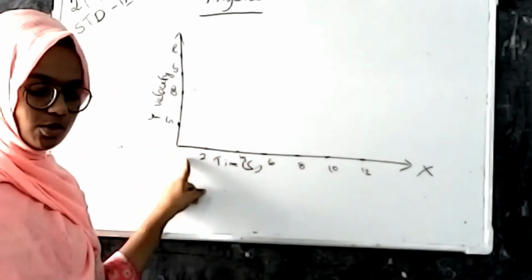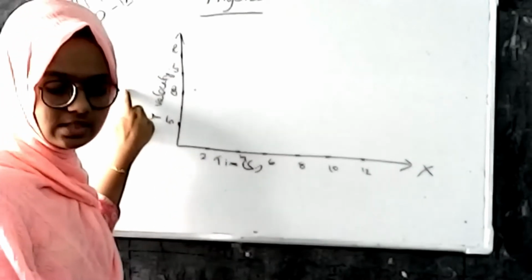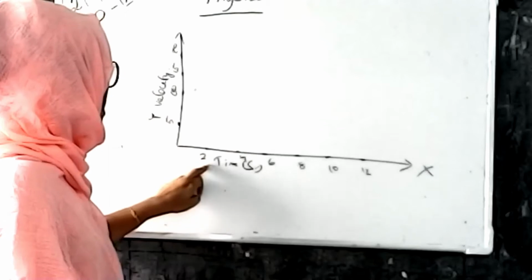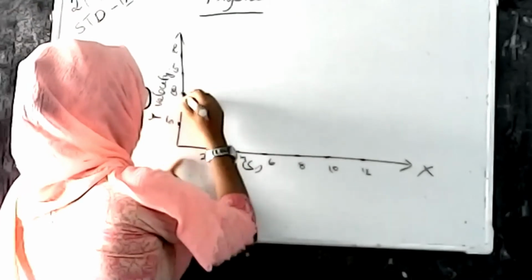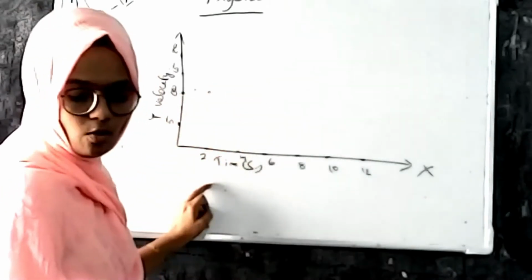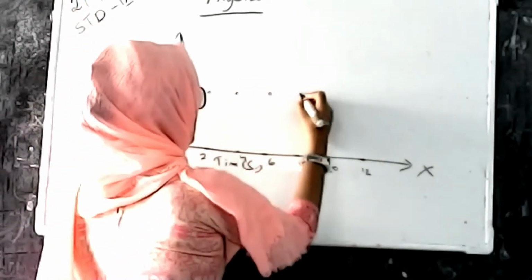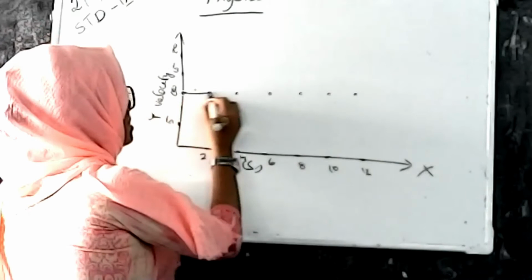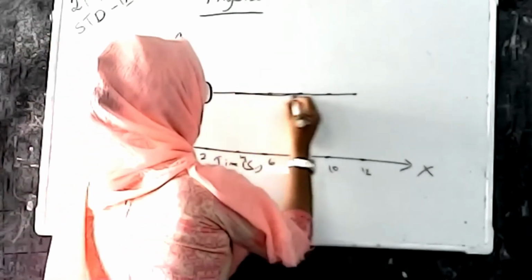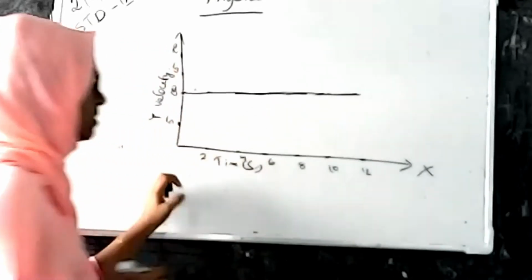Okay, and we draw the velocity time graph using table 2.6 in the textbook. The velocity at 0 seconds is 10, at 2 seconds is 10, and at 4, 6, 8 and 10 seconds the velocity is also 10 meters per second. So we get a graph that is a straight line, connecting the velocity and the time.